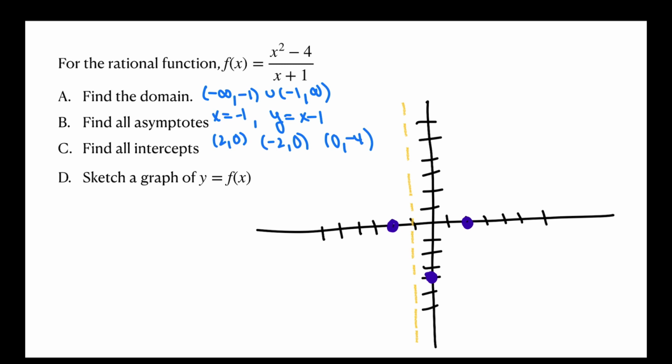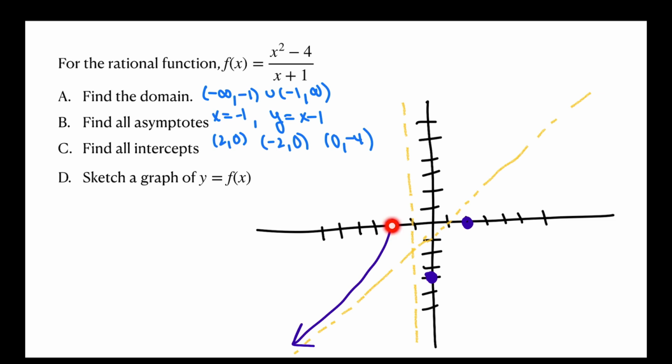I have a slanted asymptote, y equals x minus 1. That's a line that has a y-intercept of negative 1 and a slope of positive 1. So up 1 over 1, up 1 over 1. And I drew that line really lightly as a dotted line. Now I'm going to try to create my graph. So I'll just work my way from left to right.